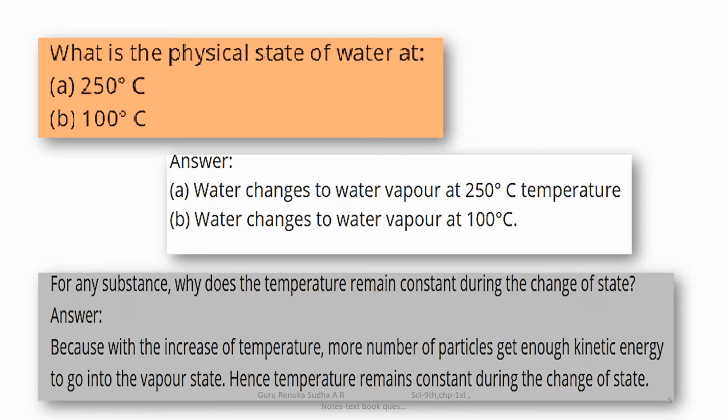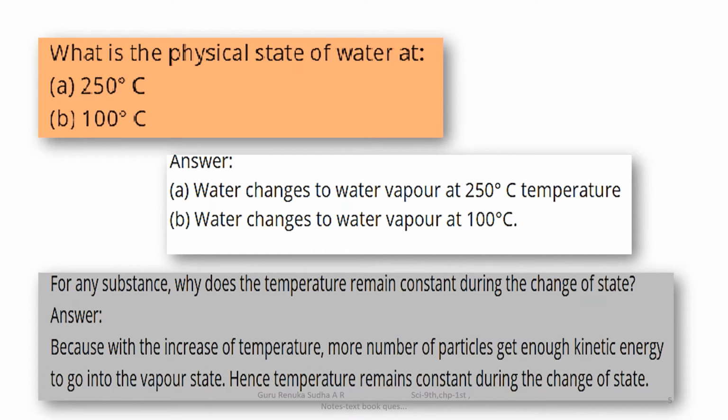And another question which comes to our mind regularly. For any substance, why does temperature remain constant during the change of state? Yes, this question can be answered with the concept of latent heat of fusion and latent heat of evaporation. Based on those concepts only, because with the increase of temperature, more number of particles get enough kinetic energy to go into the vapor state. Hence, the temperature remains constant during the change of state.